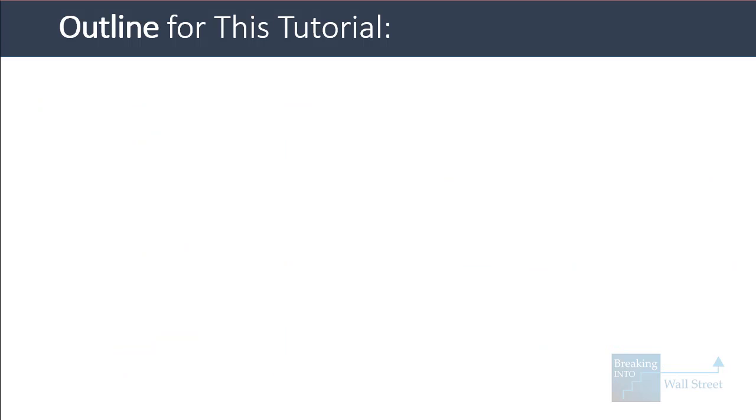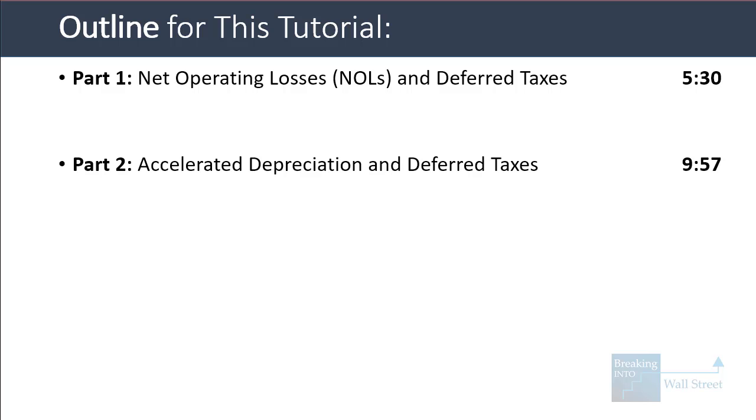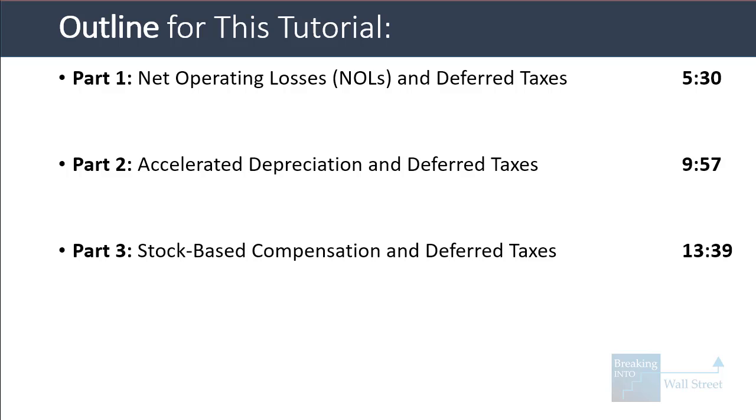So the outline for this tutorial I'll put on screen right now, and as usual, I will put the timestamps on the side as well so you can skip around. In part 1, we're going to cover net operating losses and how they affect deferred taxes. In part 2, we will talk about accelerated depreciation and how they affect deferred taxes. Then in part 3, we will go through stock-based compensation and a couple of other items like asset impairments and write-downs and how they affect deferred taxes.